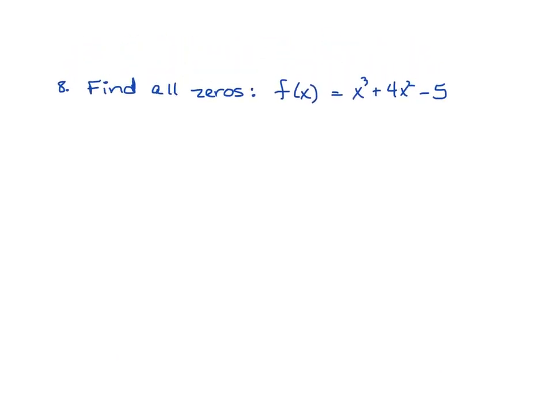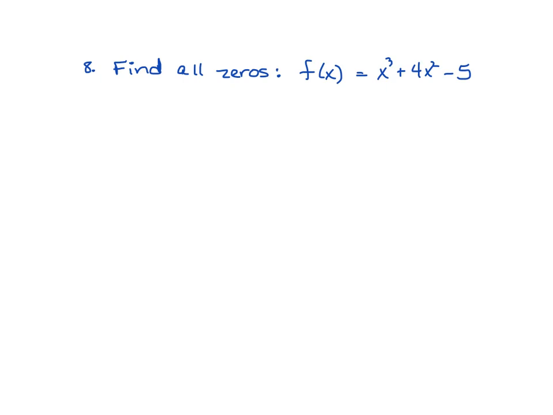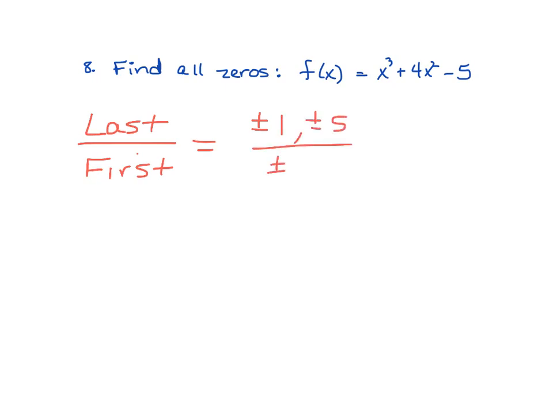So again, we need to do the last over first to figure out our possible zeros here. So last would be plus and minus 1, plus and minus 5, and then first is just plus and minus 1. So when I put it together, it's just plus and minus 1, plus and minus 5. These are my possible zeros.